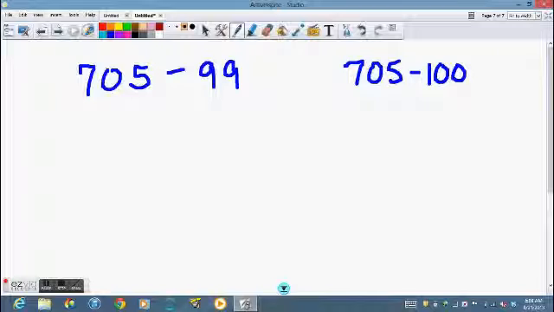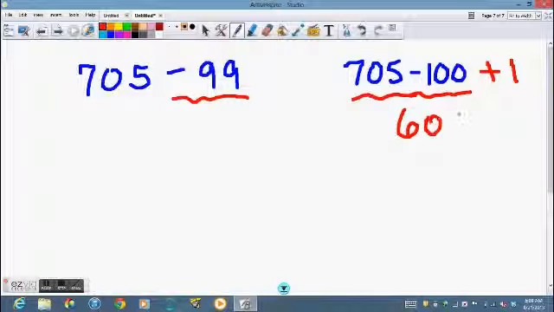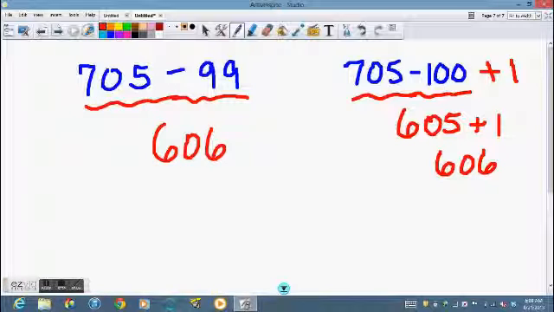All right. So what is 705 minus 100? That's 605. And then if you add your 1 back in, you get 606. And that should be the answer to this problem. Okay. So taking away 99 is the same as taking away 100 and then adding 1 back in. Okay, but this one is a little easier to think about, so that's why we want to use that if we can.